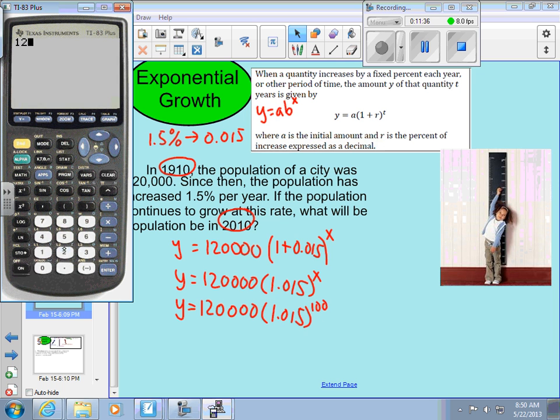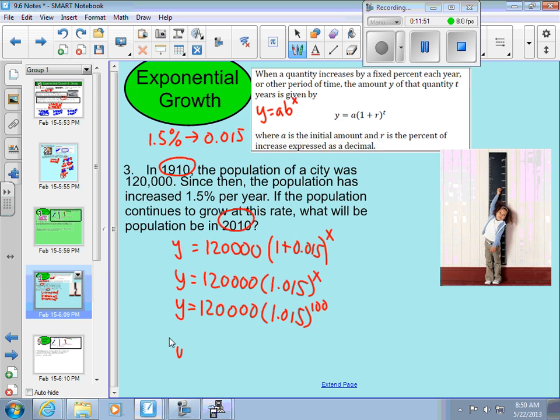We got 120,000 times 1.015 to the power of 20. And that'll give us our new population. So it looks as if the population now of the city is 161,622 people. So that's an example of exponential growth. We're growing as the population goes.